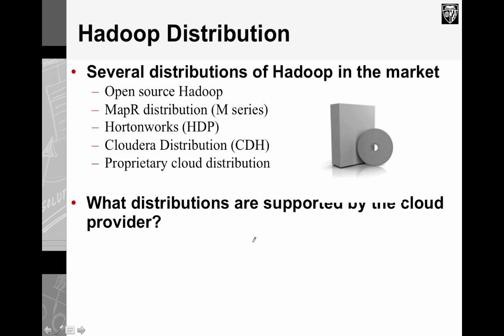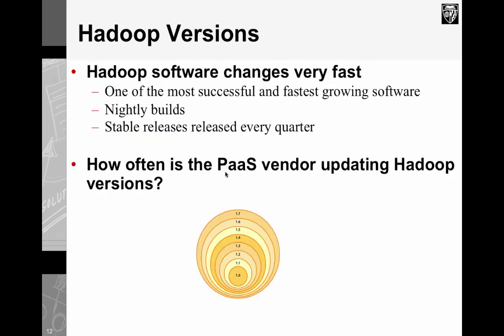Hadoop distribution. You should be able to select from several distributions of Hadoop in the marketplace. There is the Apache open source Hadoop, and then there is also the MapR Hadoop distribution. There's the Hortonworks Hadoop distribution. There is also the Cloudera Hadoop distribution. And there may be even a proprietary distribution by the cloud vendor itself. And you should be able to choose from one of these different distributions. So you should ask what distributions are really supported by the cloud provider.